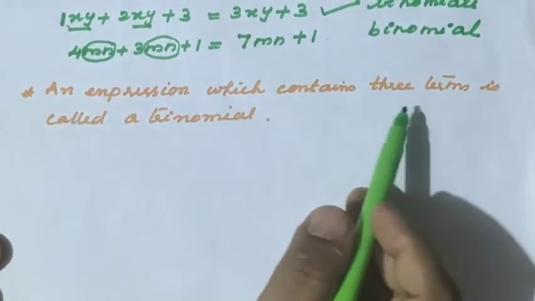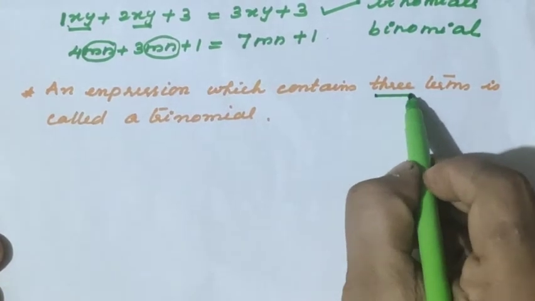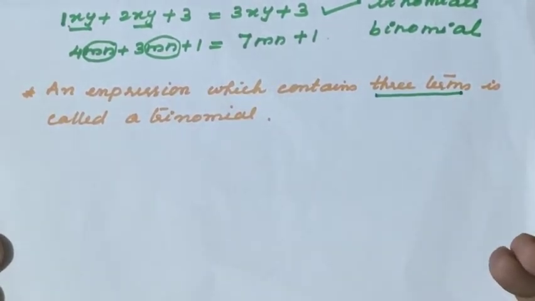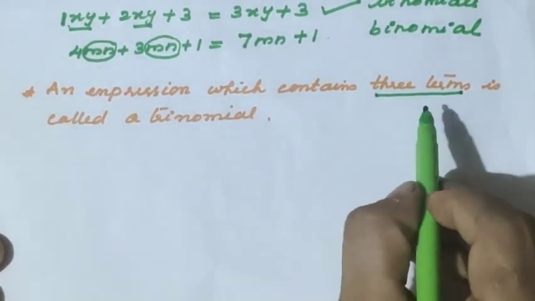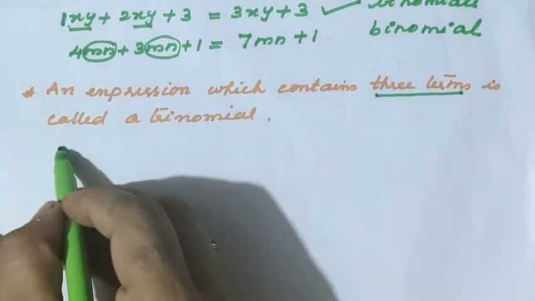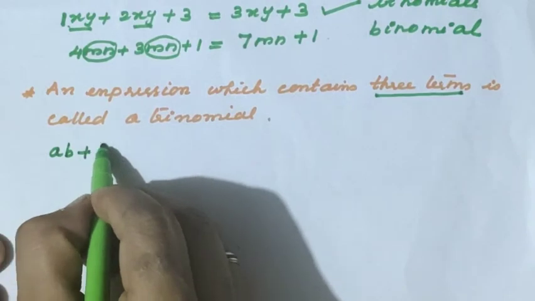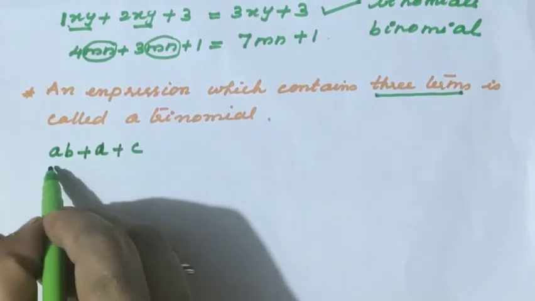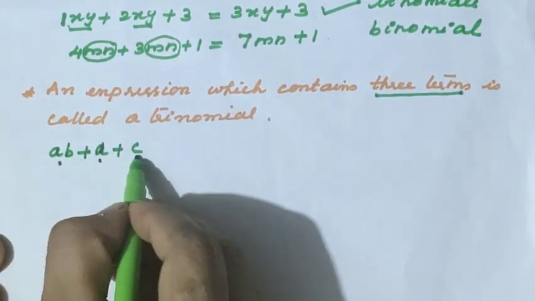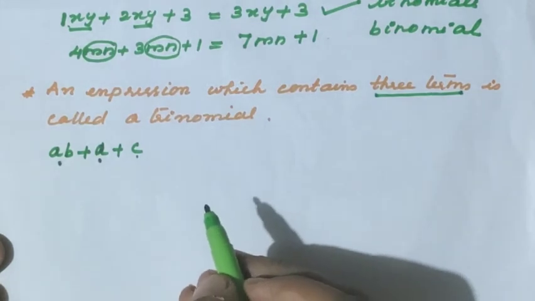Next, an expression which contains 3 terms. One term means monomial, 2 terms means binomial. Now 3 terms, it is called a trinomial. So what are the examples we can see? ab plus a plus c. How many terms? First term, second term, third term. So it's an example for trinomial.